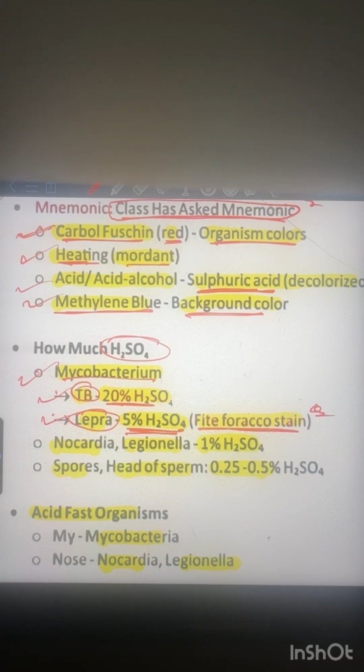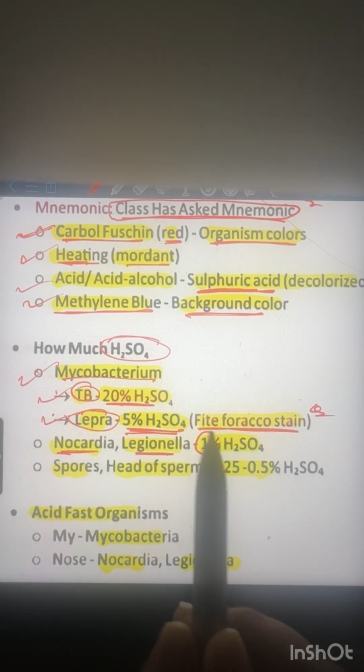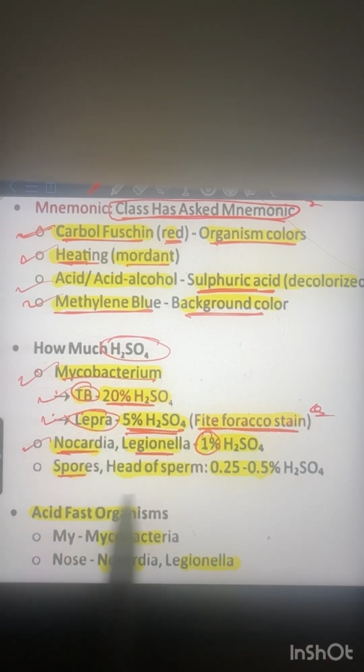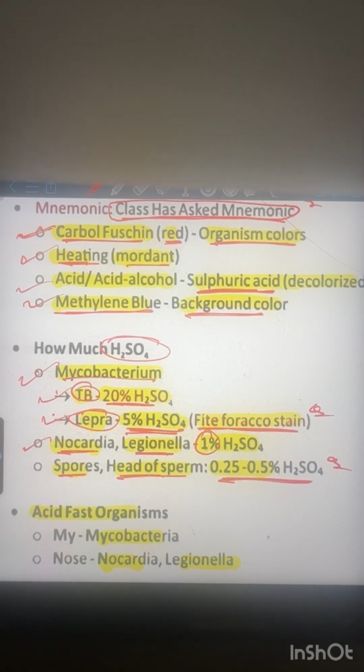Please remember, Fite and 5, they sound similar, na? So remember, Fite and 5 is the same thing. So Fite-Faraco stain is 5% H2SO4 used for the 5 alphabet leprae bacillus. I can also use it for coccidian parasites. What is for the next one? Nocardia and Legionella. We use 1% H2SO4, and what do we use for the spores and the head of the sperm? How do they write it down? Spores and head of the sperm, SS. So 0.25 to 0.5% H2SO4 is going to be used in this scenario. So here you go. That is the Ziehl-Neelsen stain, the different concentrations of H2SO4.